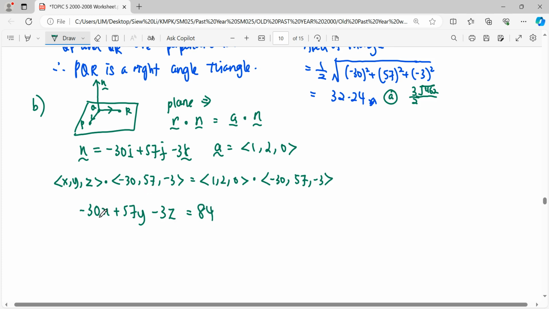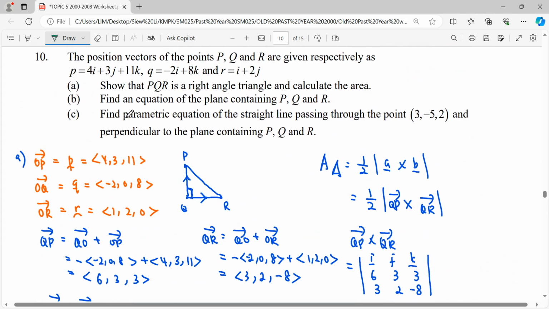Then you can notice that our equation here we can simplify. We can divide all of this by negative 3. So here we have 10x minus 19y plus z equals negative 28. So this is our equation of the plane.